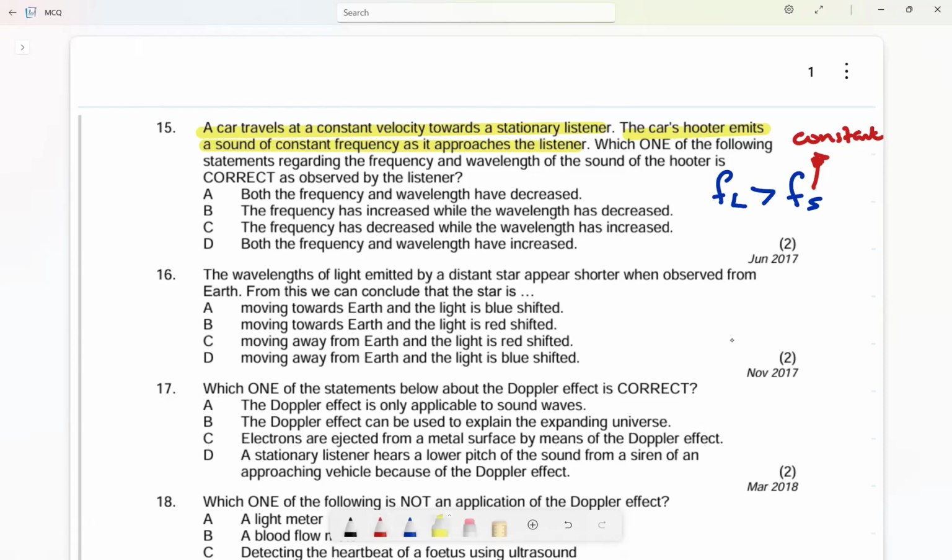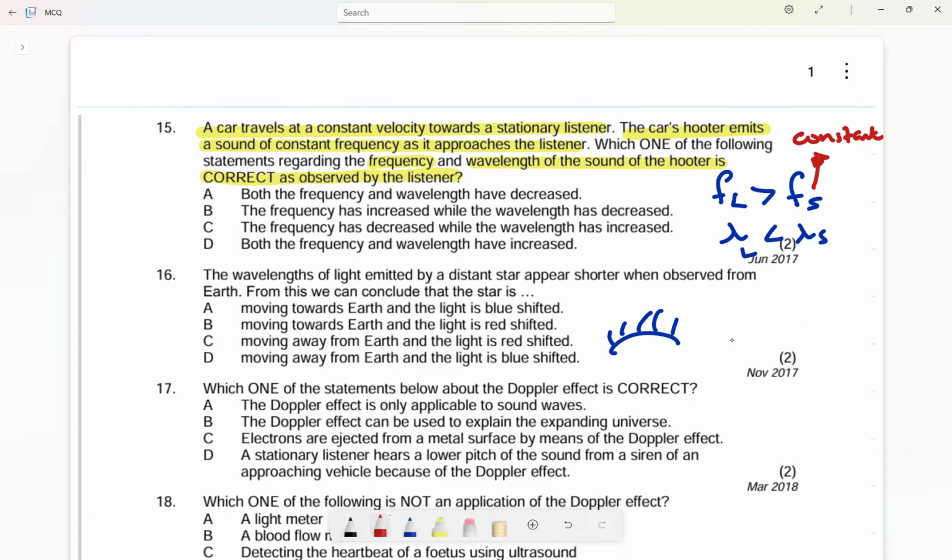It says, which one of the following statements regarding the frequency and wavelength of the sound of the hooter is correct as observed by the listener? Now remember, frequency is inversely proportional to lambda, or rather wavelength. So the wavelength heard by the listener will be less than the wavelength of the sound source. Why? Because as it is moving towards you, the wavelength becomes short. It takes a shorter time for the vibrations of the sound to move towards you.